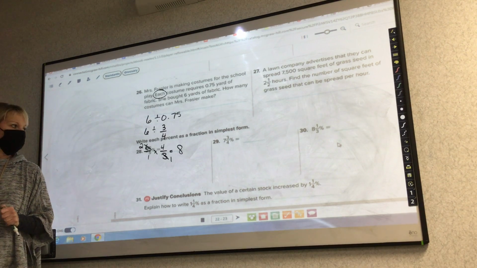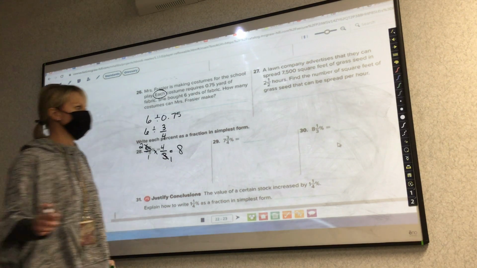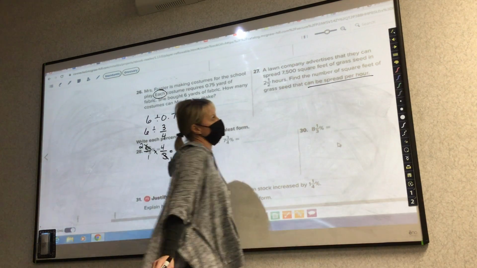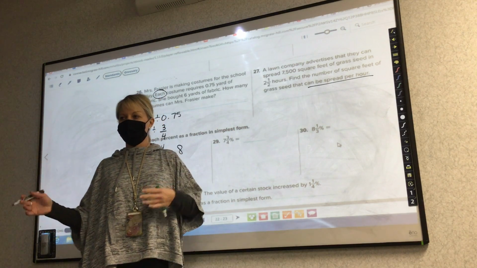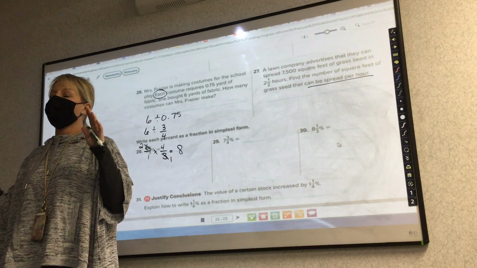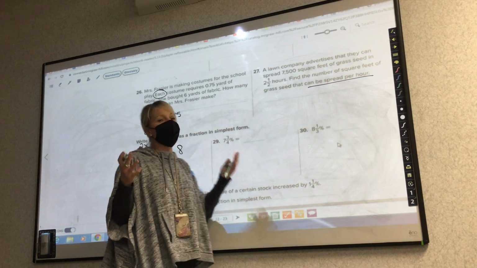I know you did not have to do 27, but I want to do 27 with you because I want to set it up. A lawn company advertises that they can spread 7,500 square feet of grass seed in 2.5 hours. Find the number of square feet of grass seed that can be spread per hour. Underline that. How much can be spread per hour? So what would be my label on the top? I'm just thinking labels here, because remember, when we're getting into rates, unit rates, labels matter. Square foot, or number of seeds.